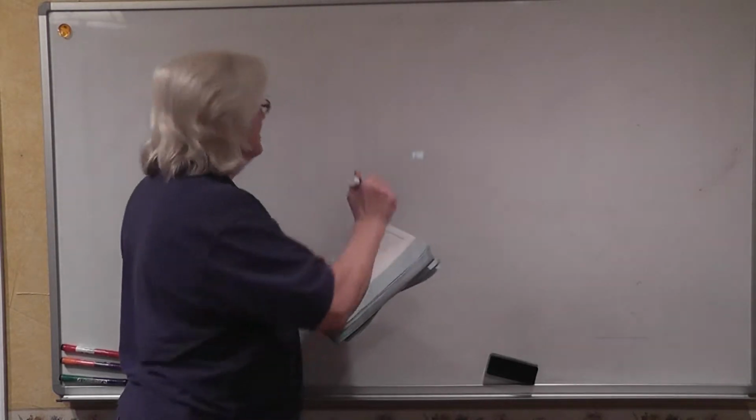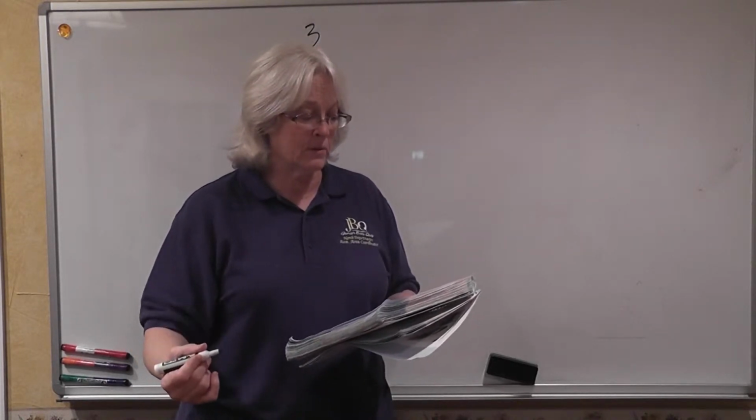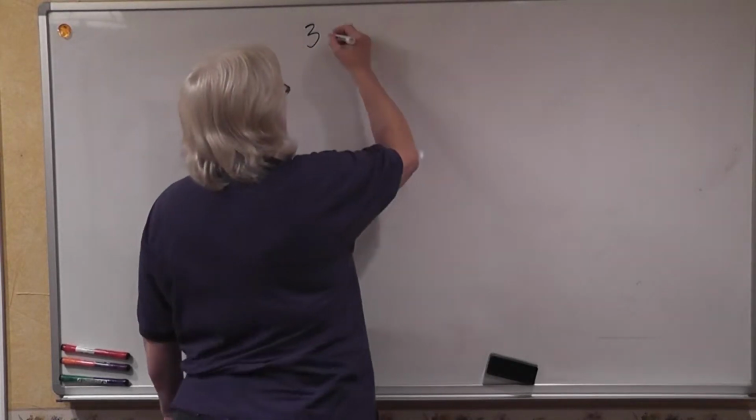Problem number 3 says the second book has 37 more pages than the first book. The total number of pages in both books is 265. So we want to find out how many pages there are in both books, in each book.